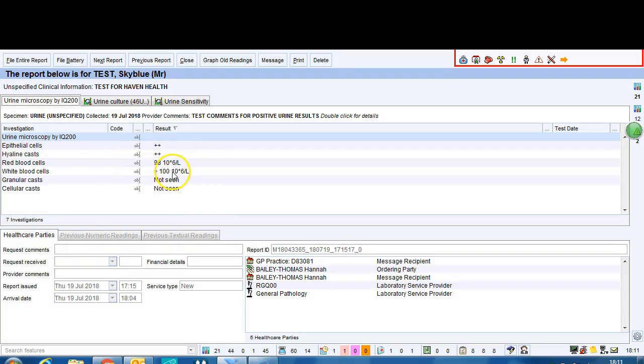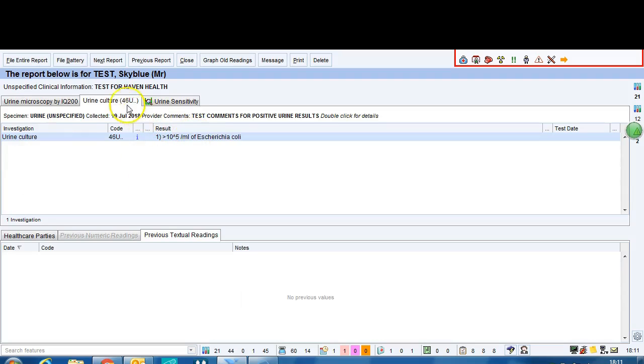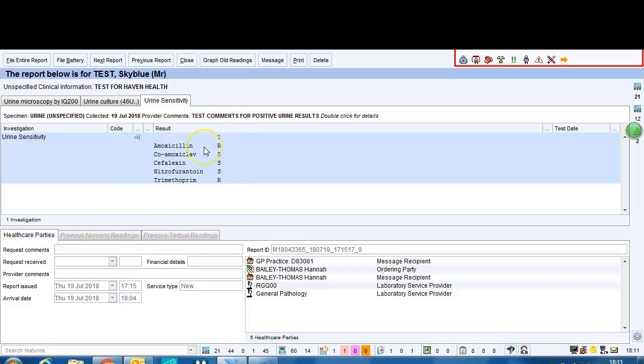Either of these are positive, leave it alone. And this just confirms it. This is showing there is an infection. This shows you what the antibiotics are.